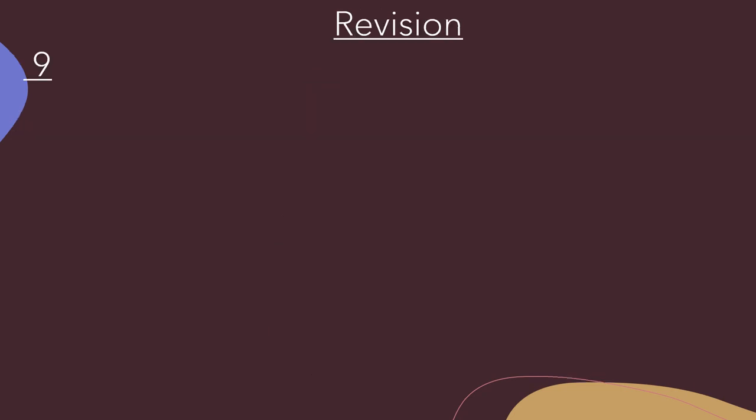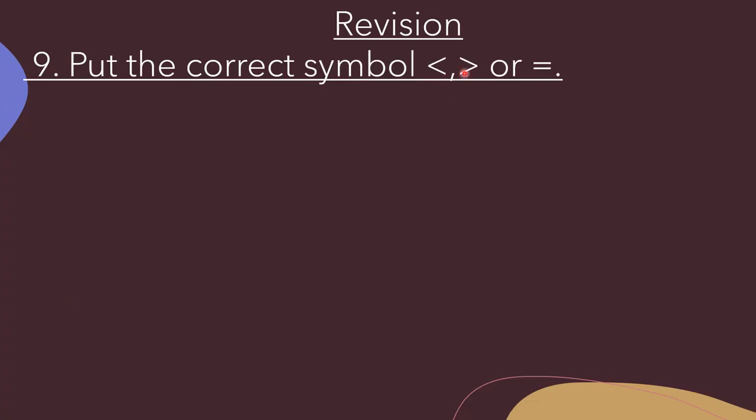Now, beta, question number 9. It is given, put the correct symbol less than, greater than or equal to. So here in A part, it is given rupees 9.80 dash 9780 paise. Now we have to put a symbol here on this blank.